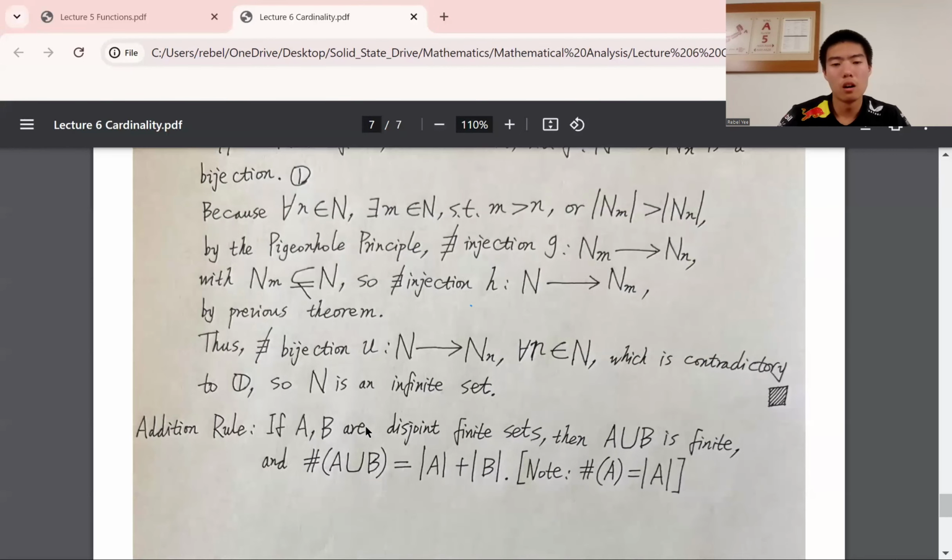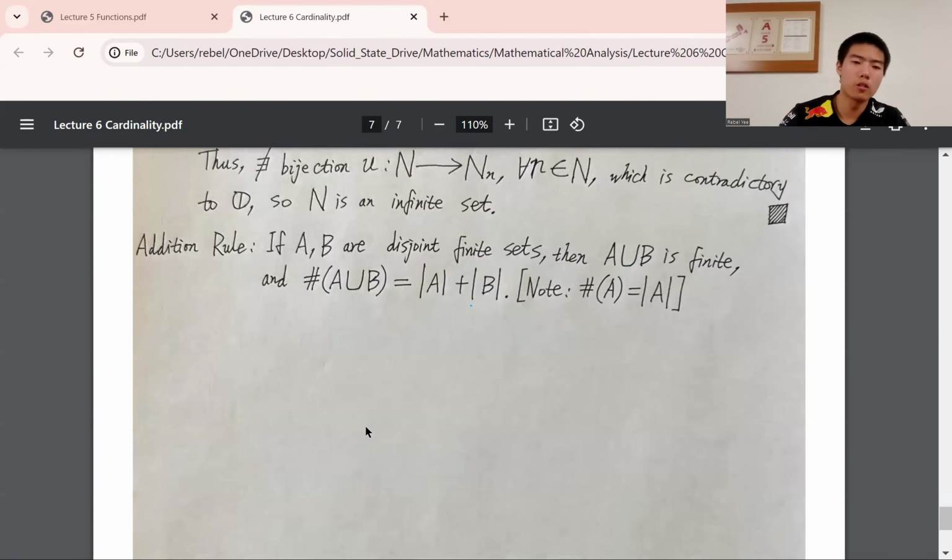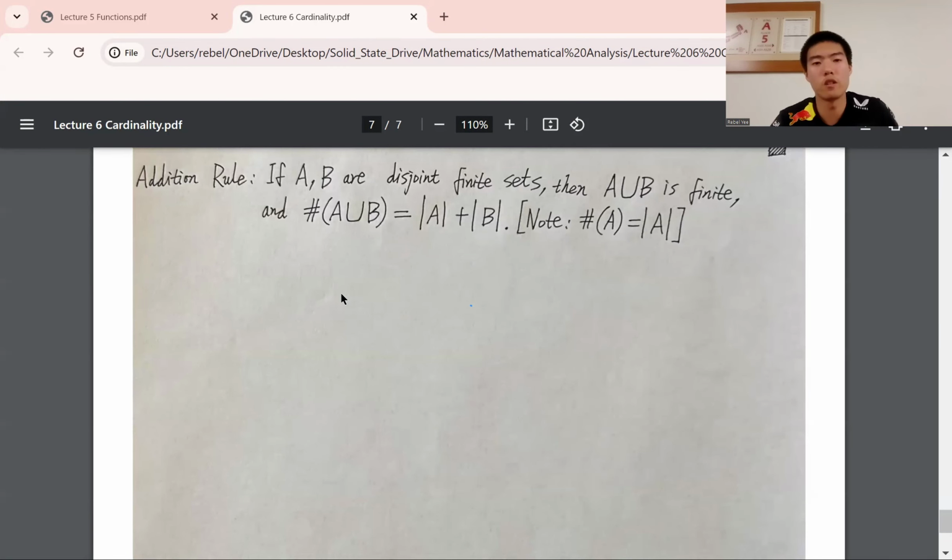Okay, and we can introduce another definition, the addition rule. The addition rule is: if A and B are disjoint finite sets, then A union B is finite, and the cardinality of A union B is equal to the cardinality of A plus the cardinality of B. That's the addition rule, which means the union of two sets, if they're disjoint, their cardinality is addable. So that's the lecture for today.